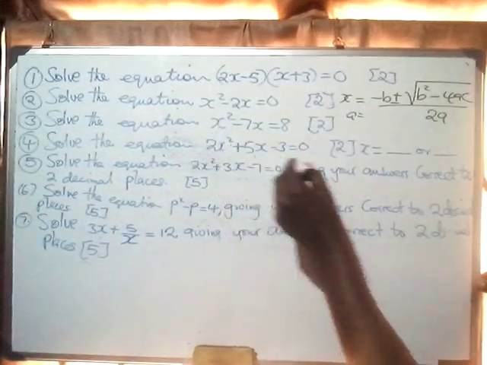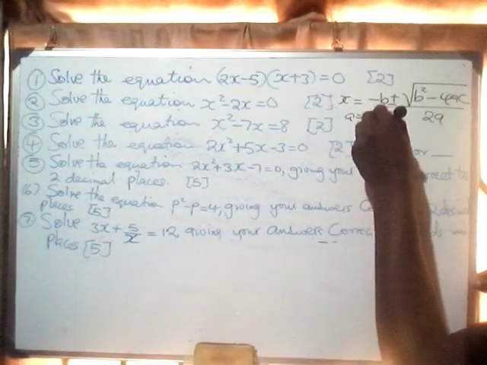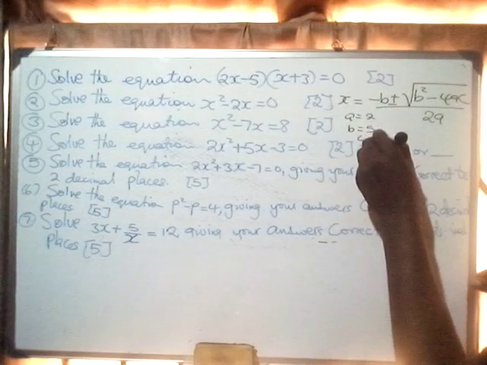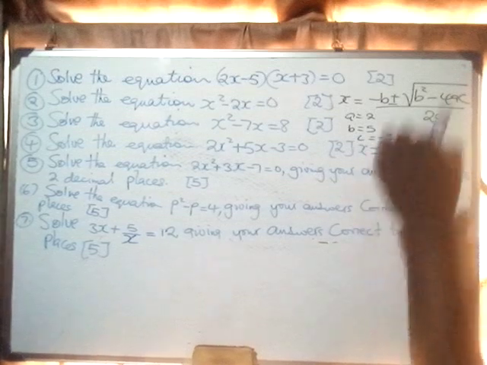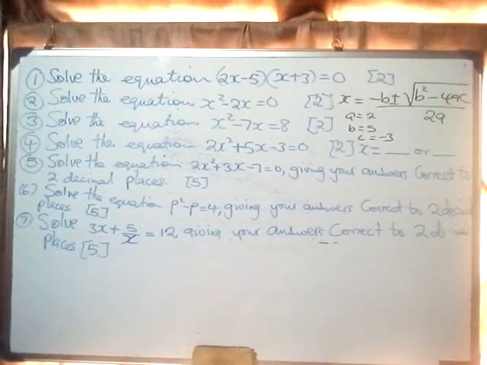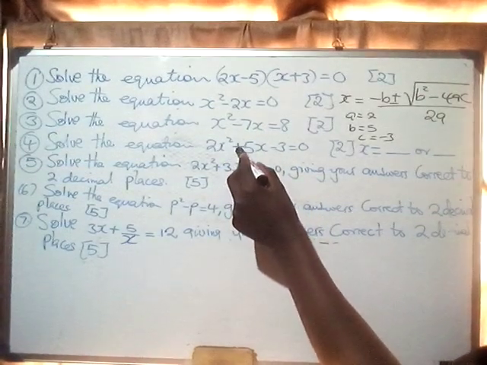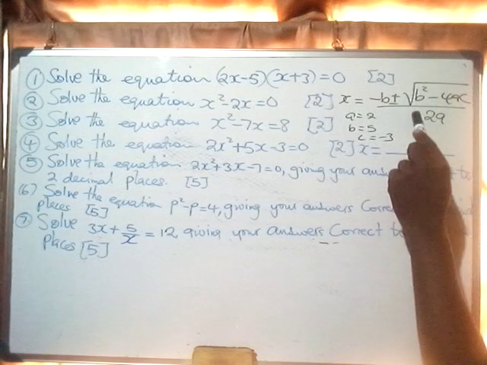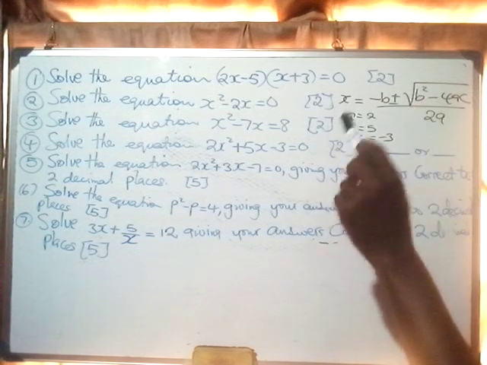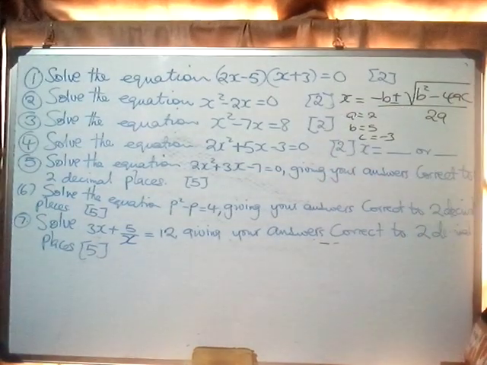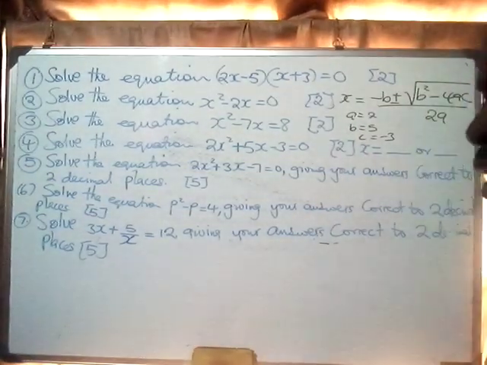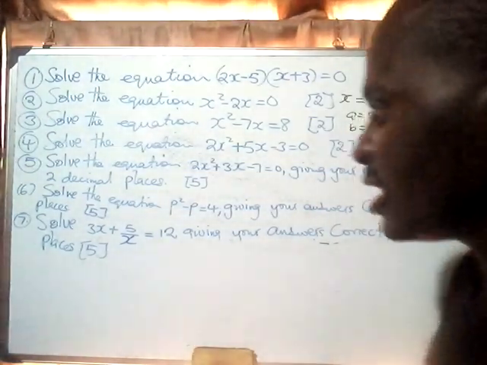Like in this case, your A is 2, your B is 5, your C is -3. And just substitute there and find the answer. Remember, if this question comes in paper 1, even if you use the formula method, you will still find the square root will be a perfect square. You won't have some challenges.